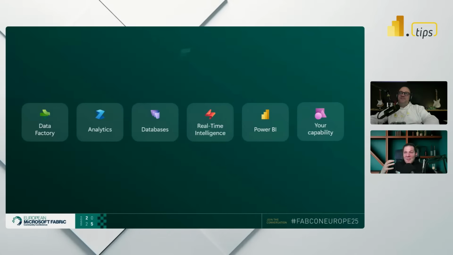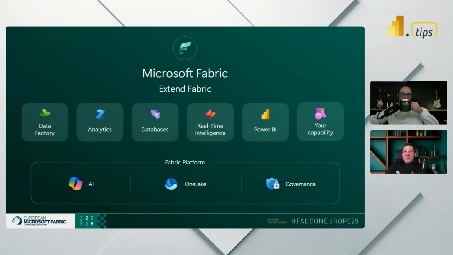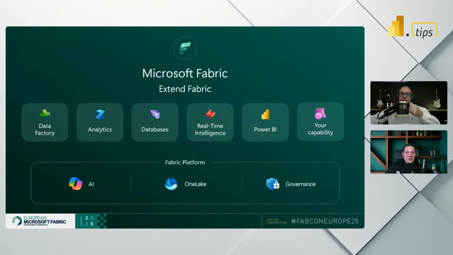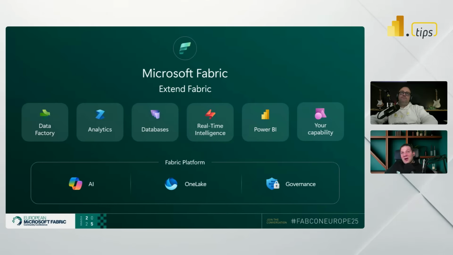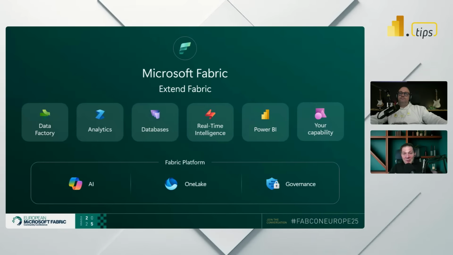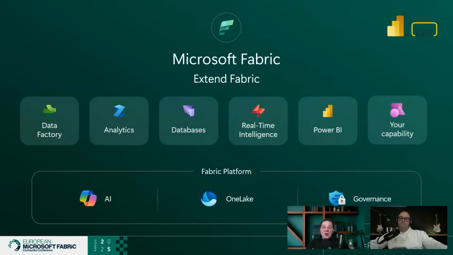So maybe just for everybody to understand what we mean with capabilities, what we mean with an item, what is this within Fabric? When we talk about workloads, from Fabric we have standard workloads that we are bringing out of the box: Data Factory, analytics, databases. These workloads have different capabilities, and the capabilities in there are called items. Your capability can be part of the Fabric platform in the same way as Power BI is today, or as analytics and Spark notebooks are today.